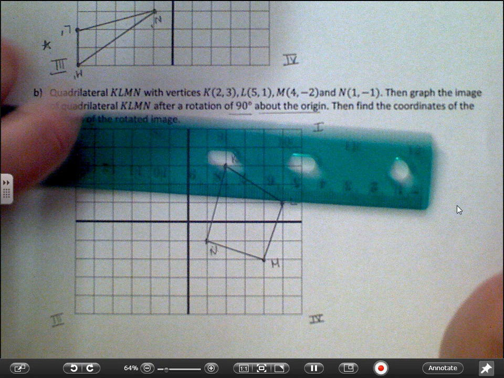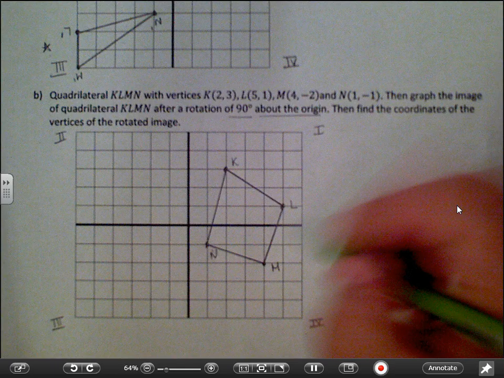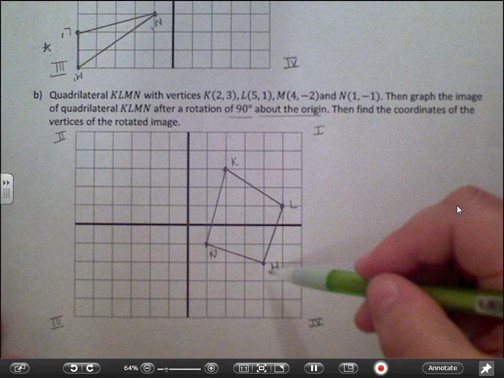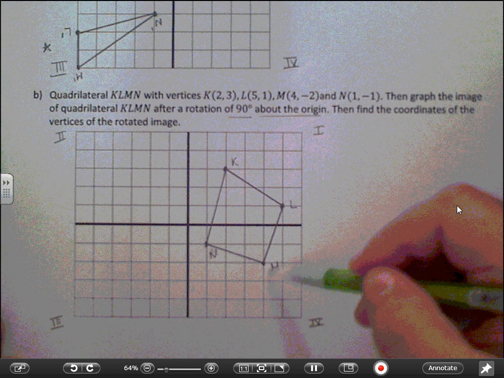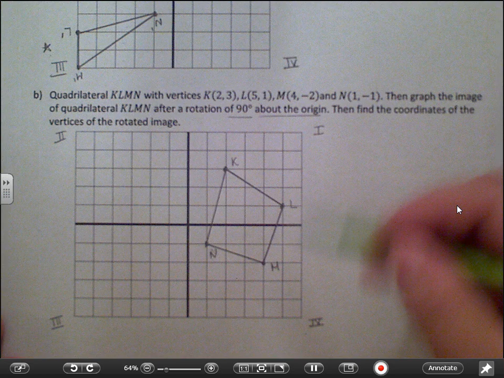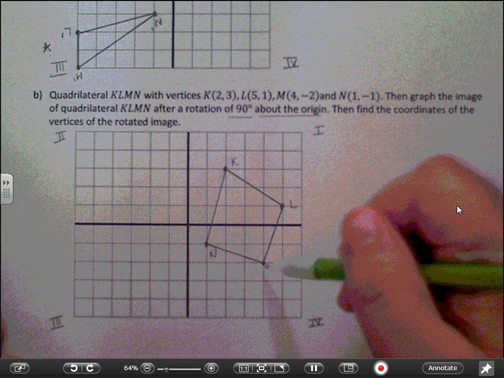Okay. Now this figure is spread into two quadrants. Let's focus on right here, quadrant 4. Let's focus on just M. We want to rotate 90 degrees.